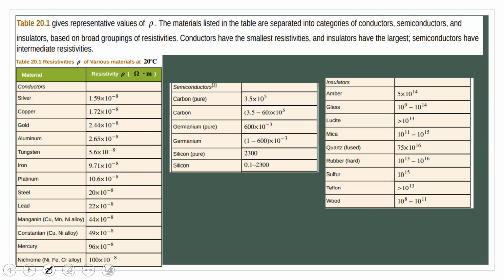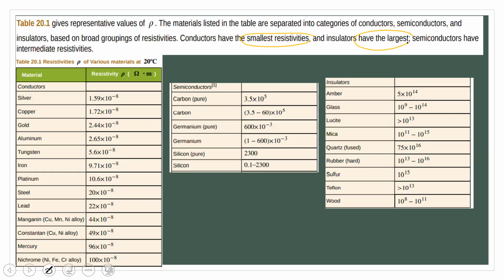Now, this table tells me about the resistivities of the materials at a temperature of 20 Celsius. The materials listed in the table are separated into categories of conductor, semiconductor, and insulator. As I told you, the resistivity for the conductor is different than the semiconductor and different than the insulator. Conductors have the smallest resistivities. Insulators have the largest, and semiconductors have an intermediate resistivity between them.